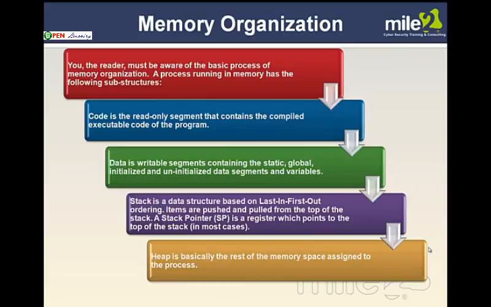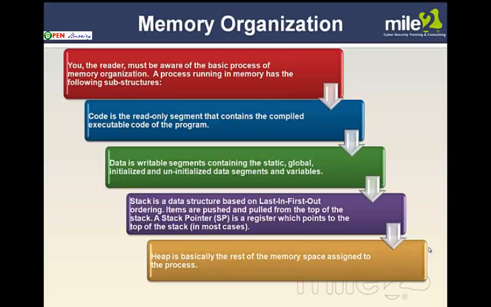Now, understanding memory organization, we have to realize that a process running in memory has substructures. With these substructures, we have code. Code is a read-only segment that contains compiled executable code of the computer program you're trying to run. Data is a writable segment containing static, global, initialized or uninitialized data segments and variables. These last two are pretty important. When you look at the following PowerPoint slides, you'll see them discuss stack as well as heap.